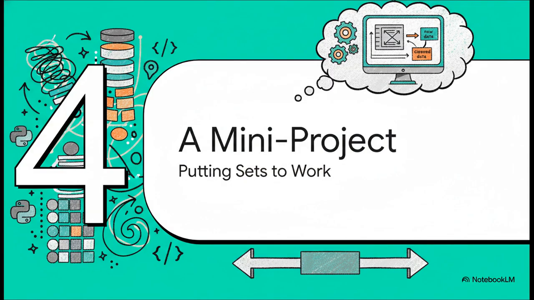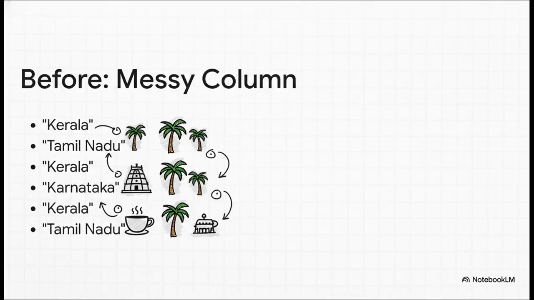All right, theory is great, but let's actually put this into practice. We're going to walk through a super quick mini project where we clean up a messy column right from a dataset step by step. So here's our before state. Just imagine this is a column in a spreadsheet listing out states. As you can see, Kerala and Tamil Nadu are repeated a bunch of times. All we want is a simple report of which unique states are actually in our data.